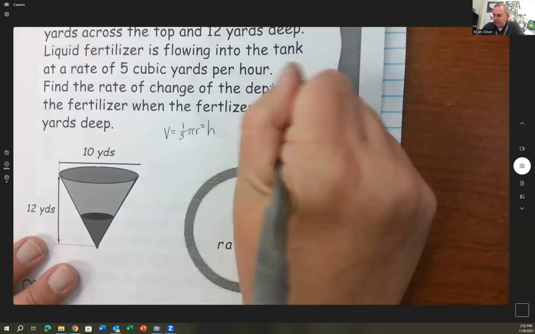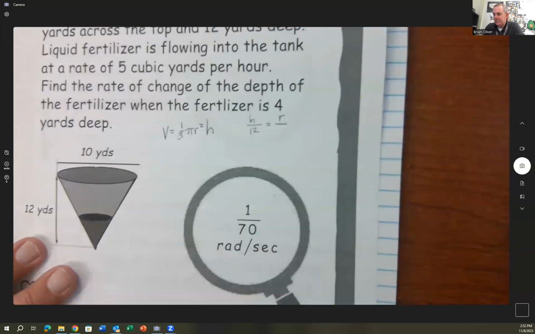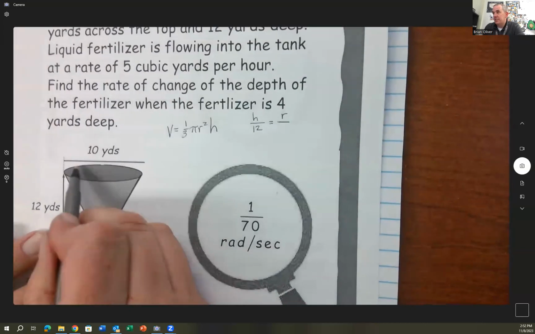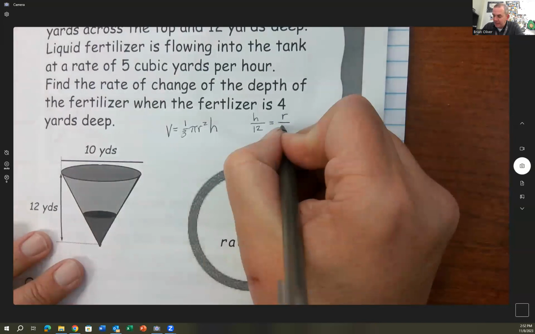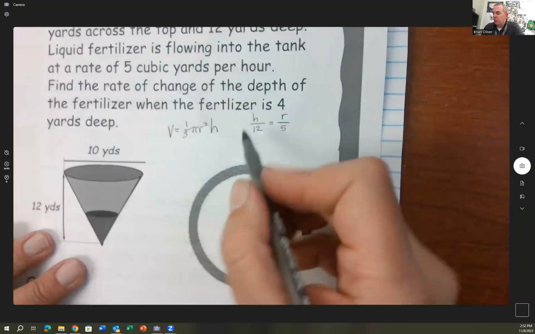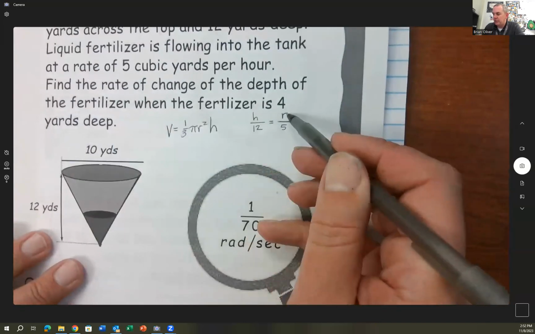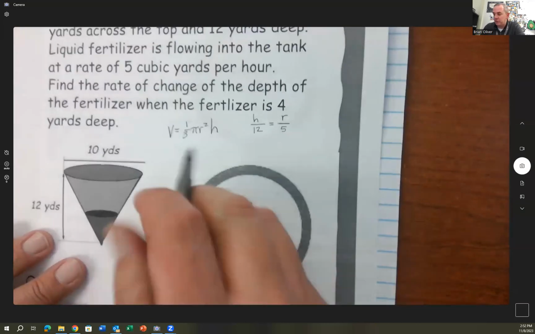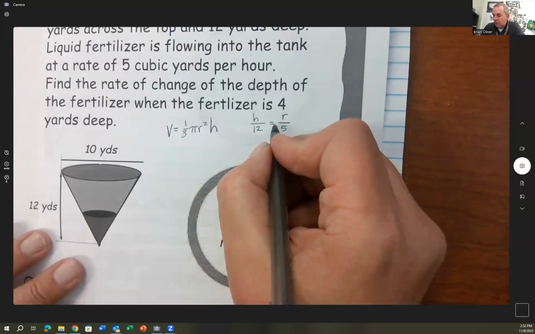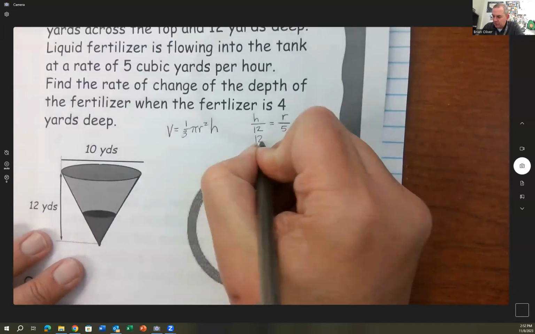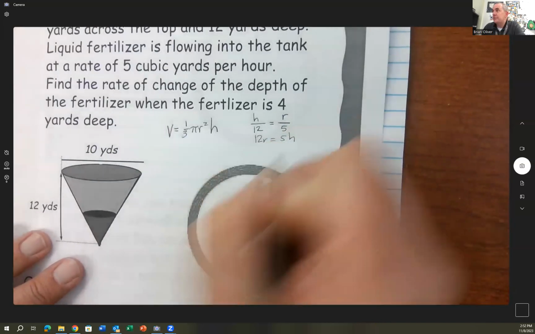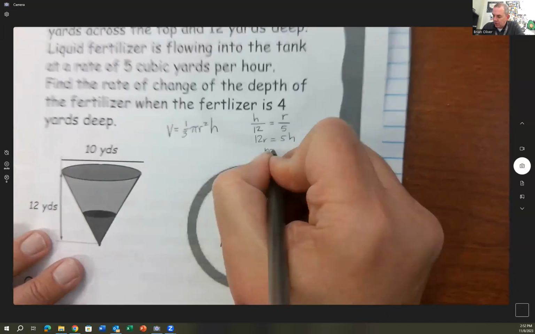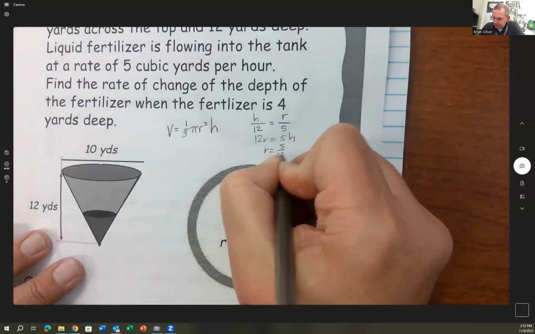If I can figure out the fixed radius, the radius in this case is, this is the diameter of 10 yards, so half of it is 5. So the ratio of the height to 12 is the radius to 5. That is basically a constant. So what we're going to do is solve for r. We're going to cross multiply. So 12r equals 5h. So that tells me that r is going to equal 5/12 h.